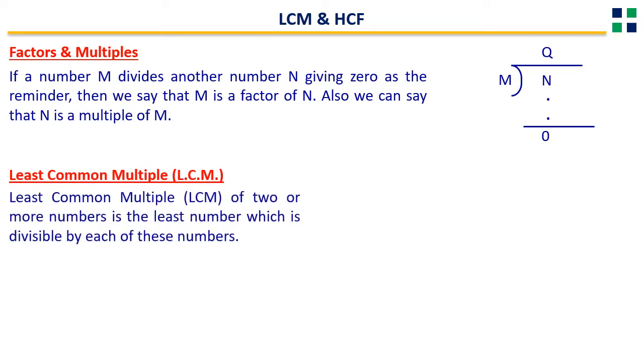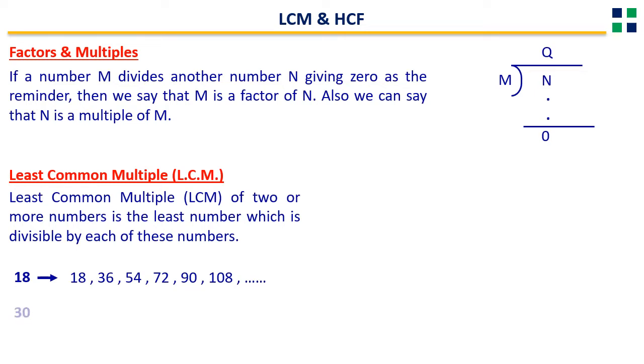The least common multiple of two or more numbers is the least number which is divisible by each of these numbers. Let's understand with one example. I take a number, say 18. Now what are the multiples of 18? It is 18, 36, 54, 72, 90 and so on.